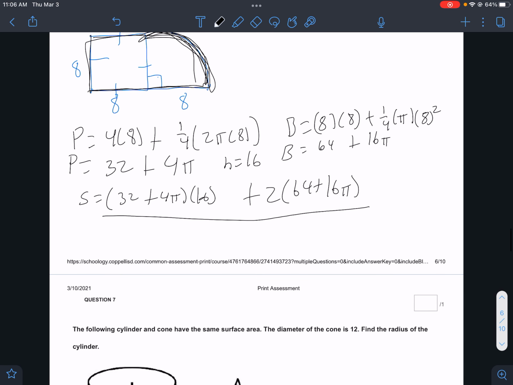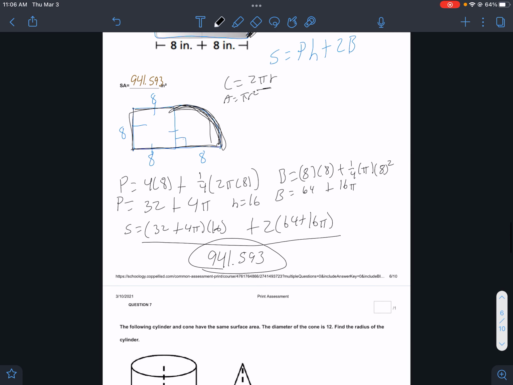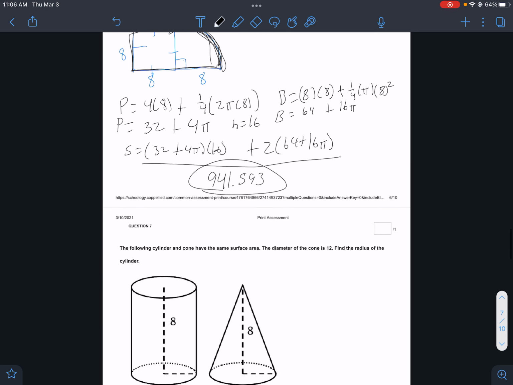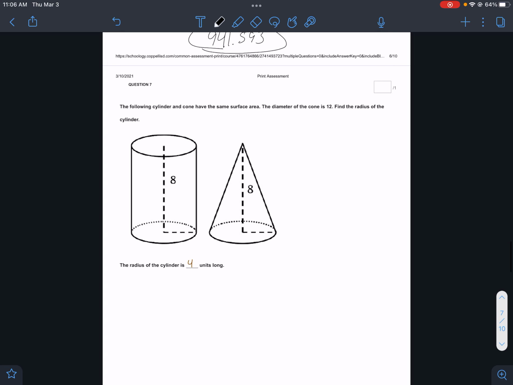Yep. So I got 941.5928, which is 941.593. There are other ways to solve it. None of them are as easy as this one. And this is not easy. But this is the easiest of the ways that I know to solve it.